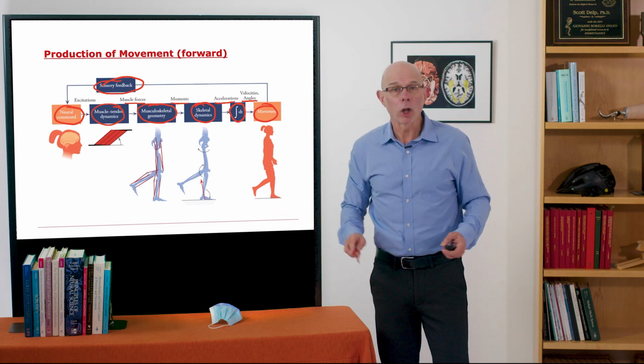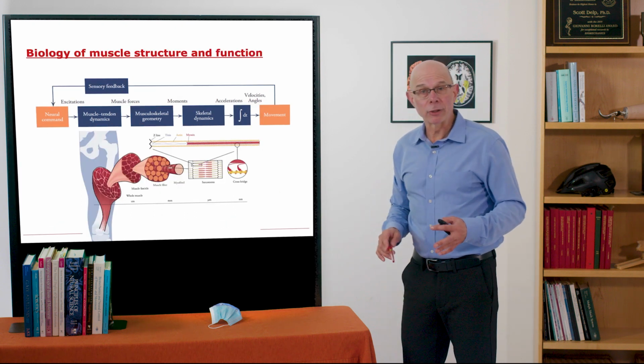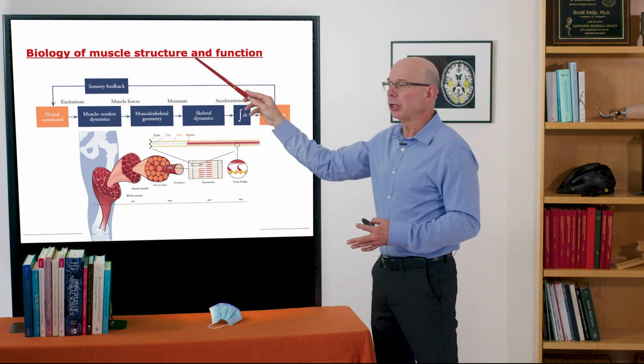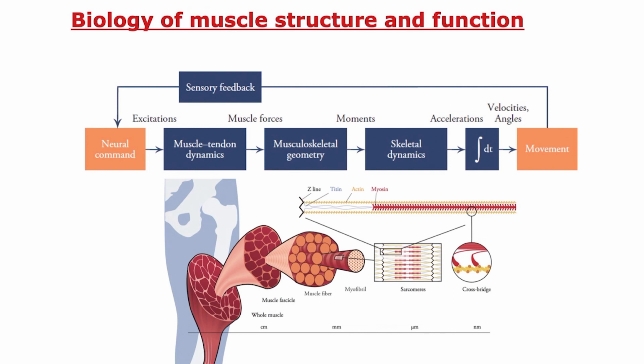So we're going to study all of these components in the class. One of the things that we'll do in Chapter 4 is we'll study the biology and structure of muscle. We will study how the molecular motors, actin and myosin, interact to produce forces and how those add up to very large forces in muscles.